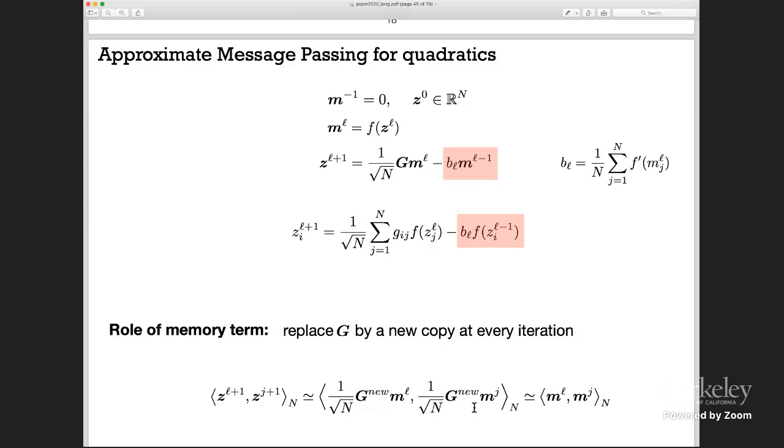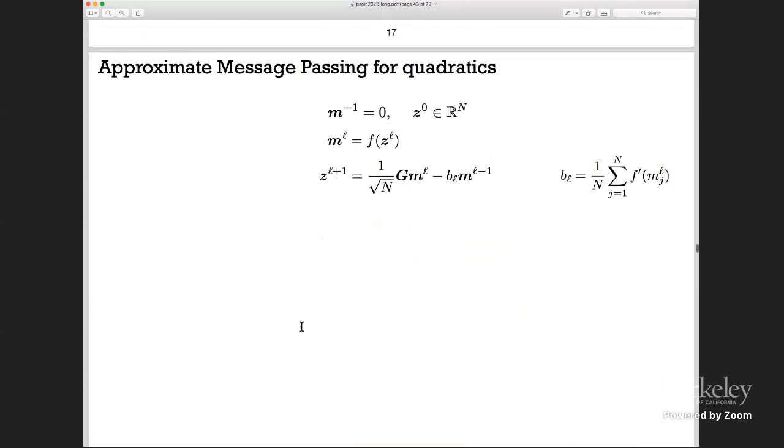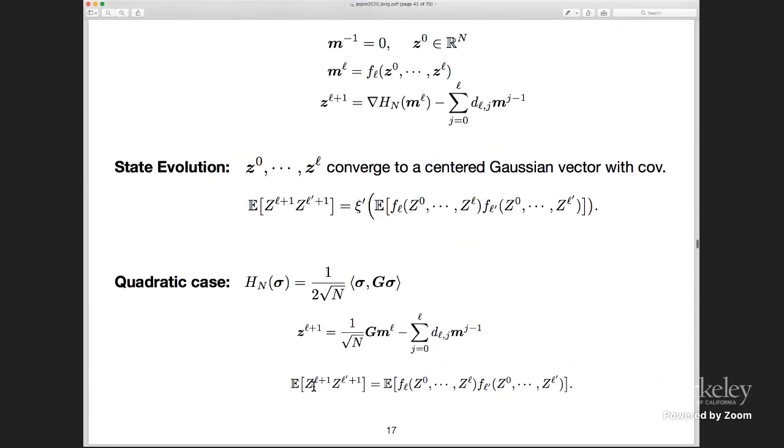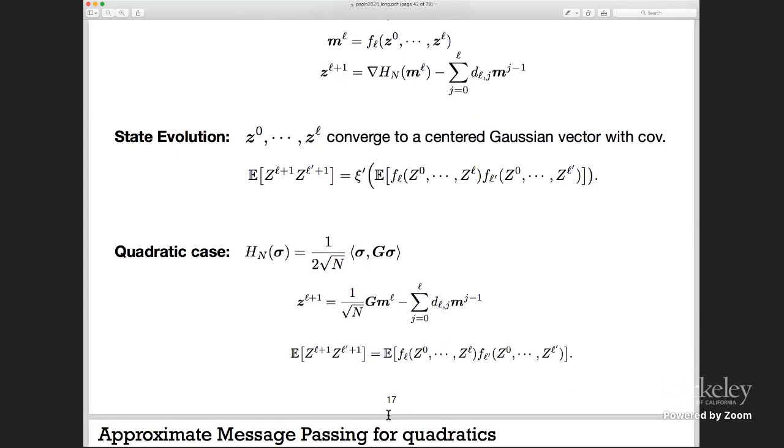So this argument is no longer valid. I cannot use it to argue that the inner products between the Z's are the same as the inner products between the M's. But the reaction term, this memory term, restores this property. It basically removes all the dependencies in order to still make this relationship work, and that's exactly the content of state evolution: the inner products between the Z's are the same as the inner products between the M's, and recall that M is just F_l of this tuple. So this is a very high-level explanation of the presence of this memory term.